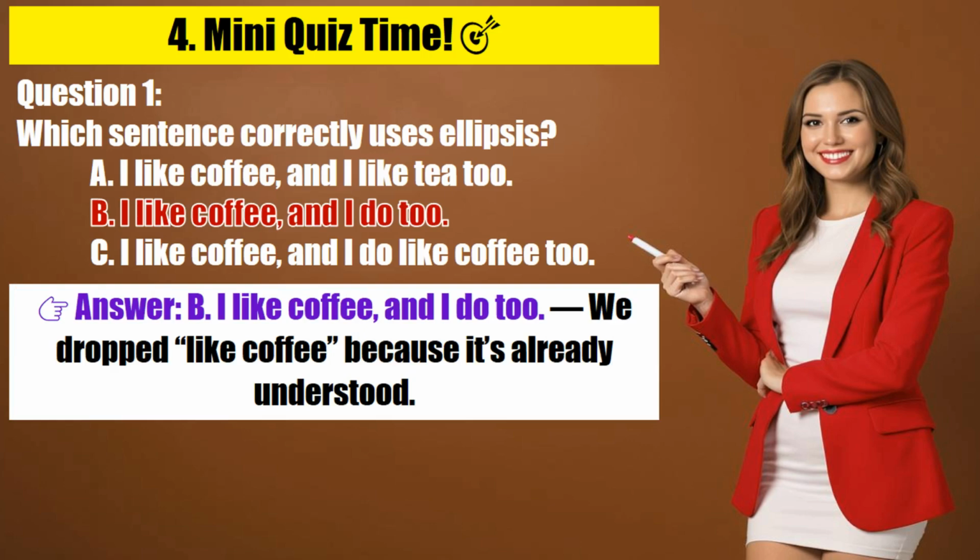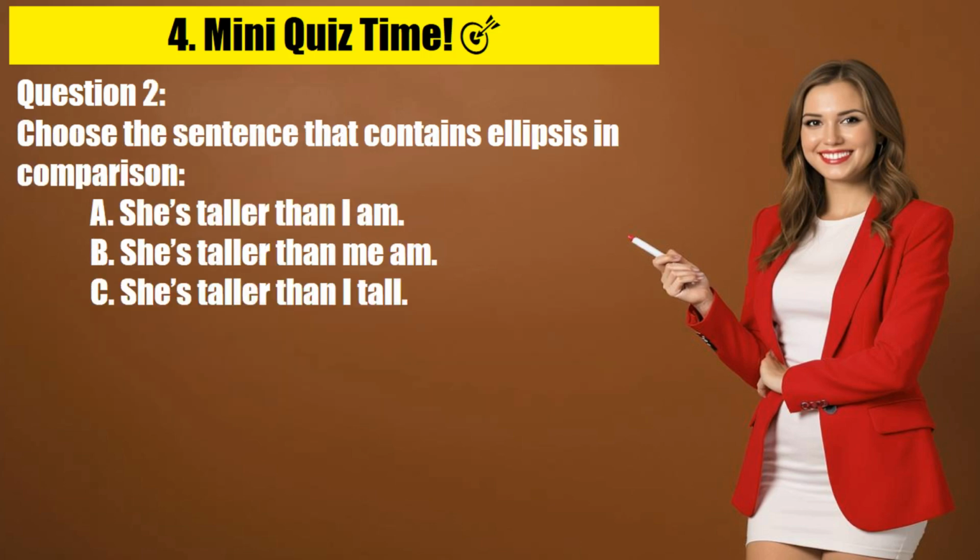Answer B. I like coffee and I do too. We dropped like coffee because it's already understood. Question 2. Choose the sentence that contains ellipsis in comparison. A. She's taller than I am. B. She's taller than me am. C. She's taller than I tall.